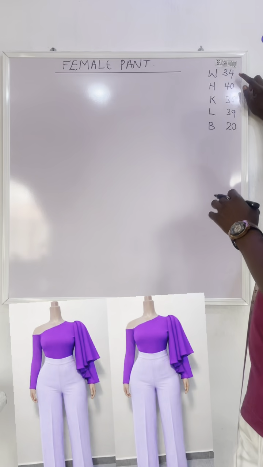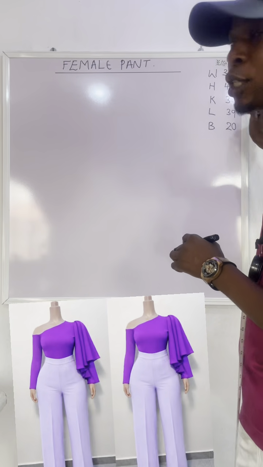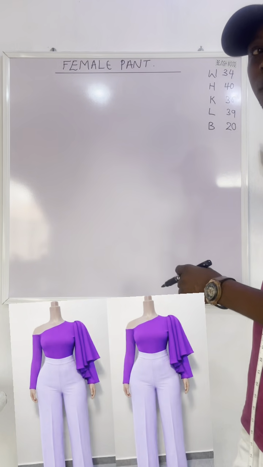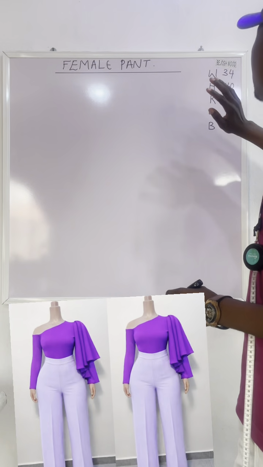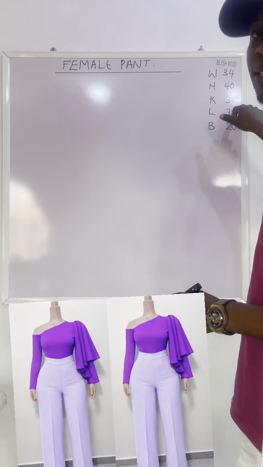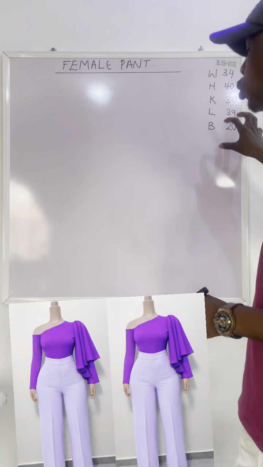For female, we need our waist measurement, hip measurement, knee measurement, full length measurement, and the trouser band. For this particular training, the waist is 34, the hip is 40, the knee is 36, the full length of the trouser is 39, and the band is 20.